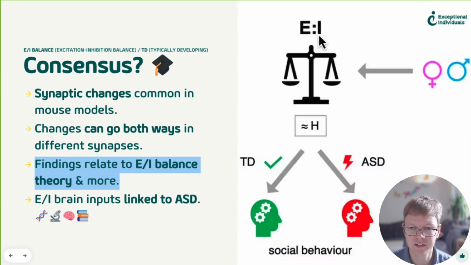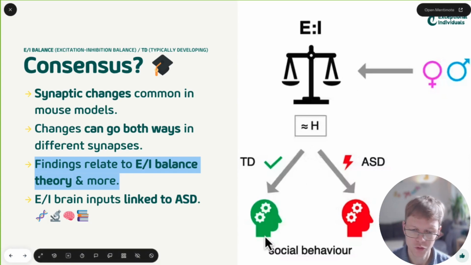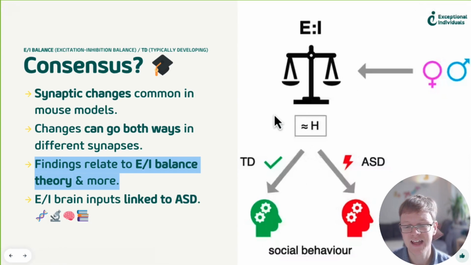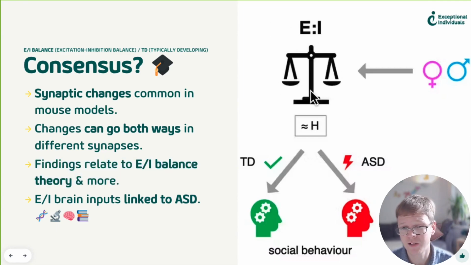And as you can see here, depending on how the excitatory and inhibition balances go in male and female, if it's typical development, normal social behavior. If it's atypical development, then you might get diagnosed with ASD, and that's when you'd have different social behavior. So it is at this area where it is either you have autism, you don't have autism.